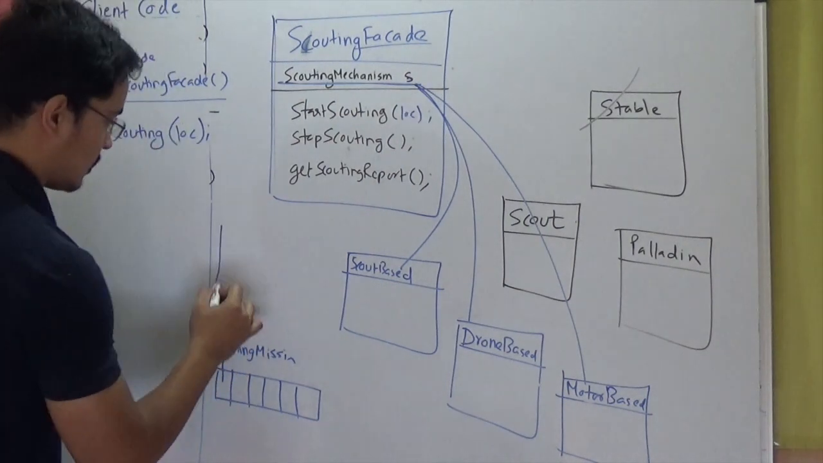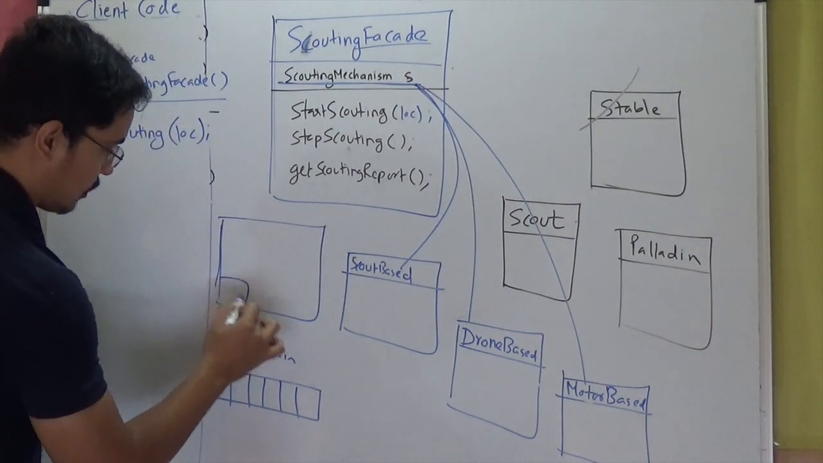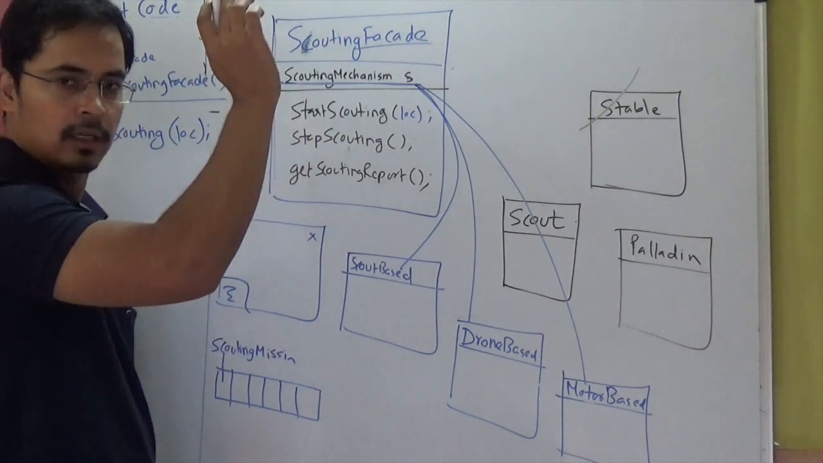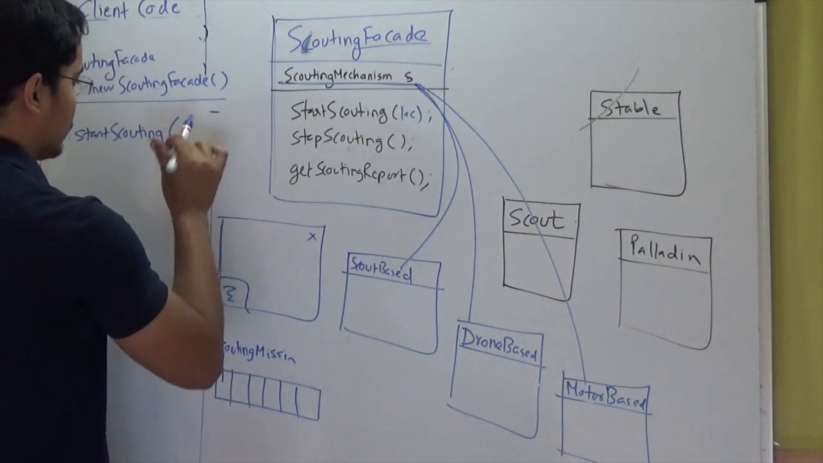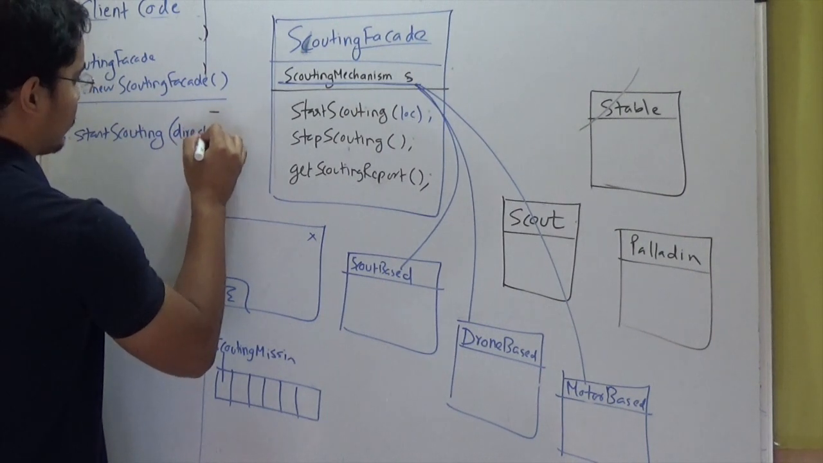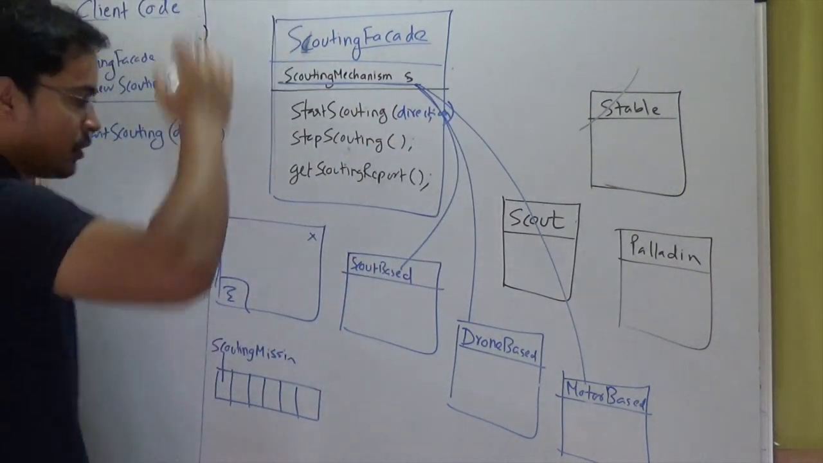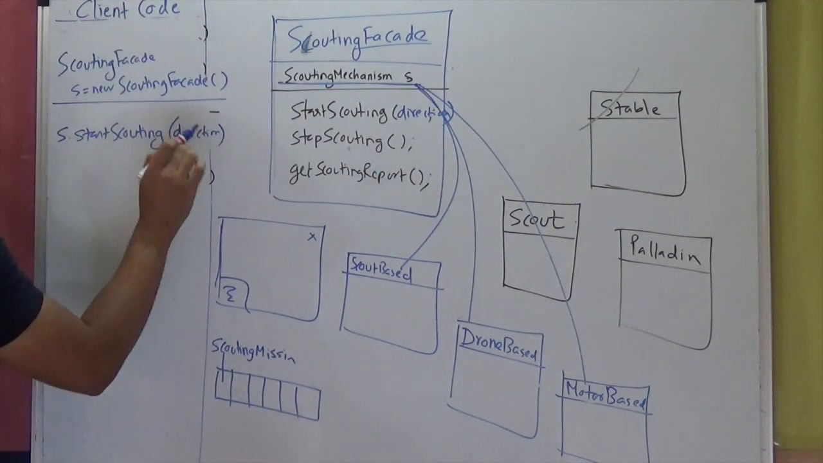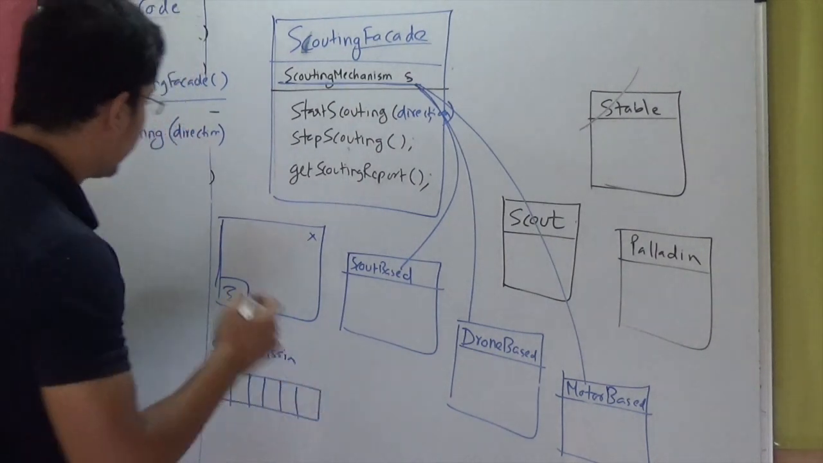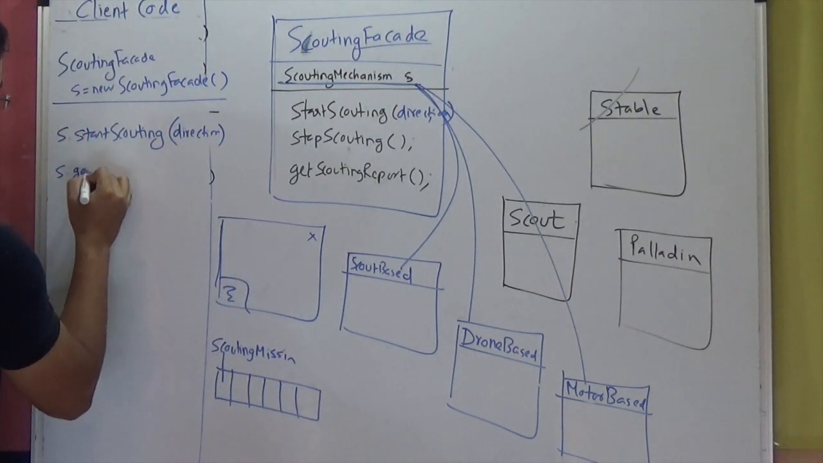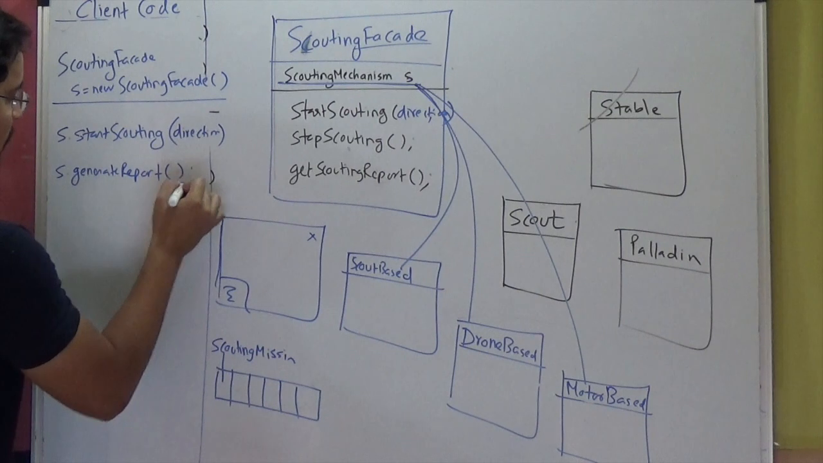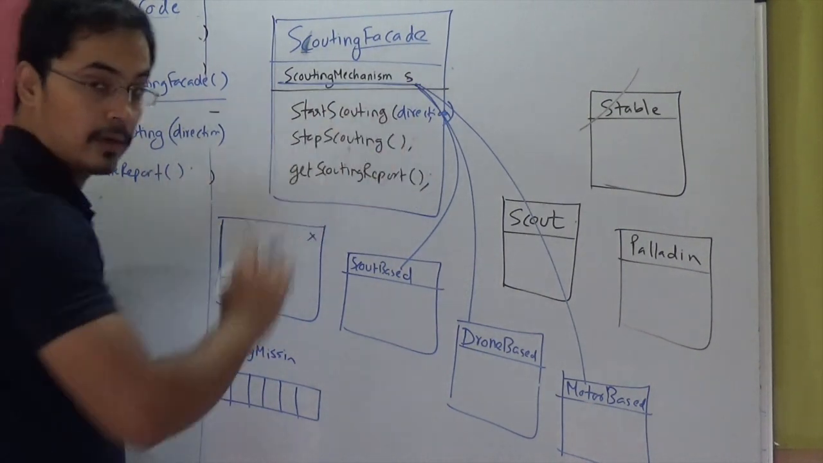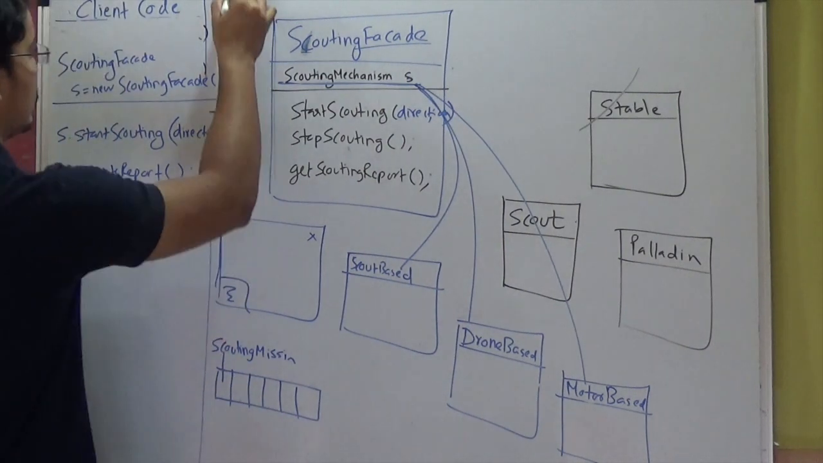The client just has to create a scouting facade object and say s dot start scouting. If this is your screen, this is where you are situated, you can just click with the mouse the direction in which you want to scout. So let's call it direction. You just have to specify the direction, click on it, and it will start scouting. At any point of time, you can say s dot generate report, and you can also say s dot stop scouting if you want to stop scouting.